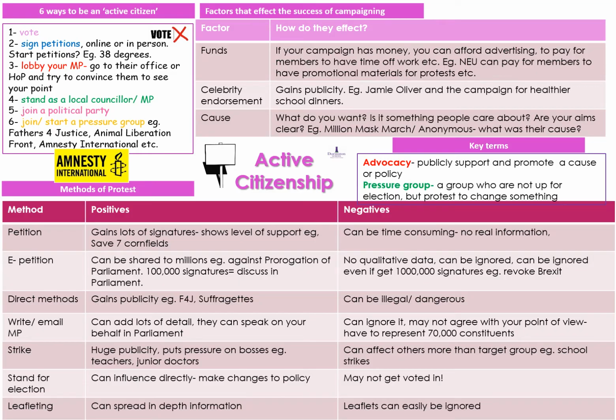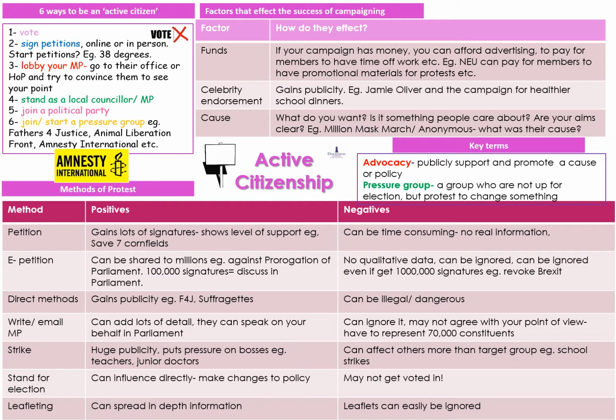Even if you get 100,000 signatures, they don't have to be debated in Parliament because we don't have a codified constitution. It's not written down that they have to be debated. So, for example, there was a petition that got 6 million signatures to revoke Brexit and it didn't get debated.